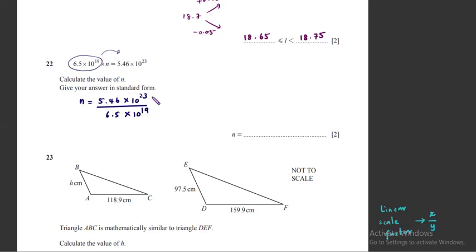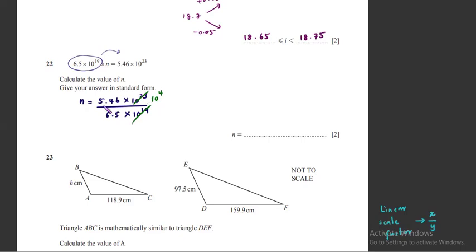I'm going to simplify the powers of 10 separately. So I have 10 to the power 23 and 10 to the power 19. They are being divided, so it means we can simply subtract the indices. From 23, when I subtract 19, I get a 4, which means these two cancel out, leaving you with 10 to the power 4 here.